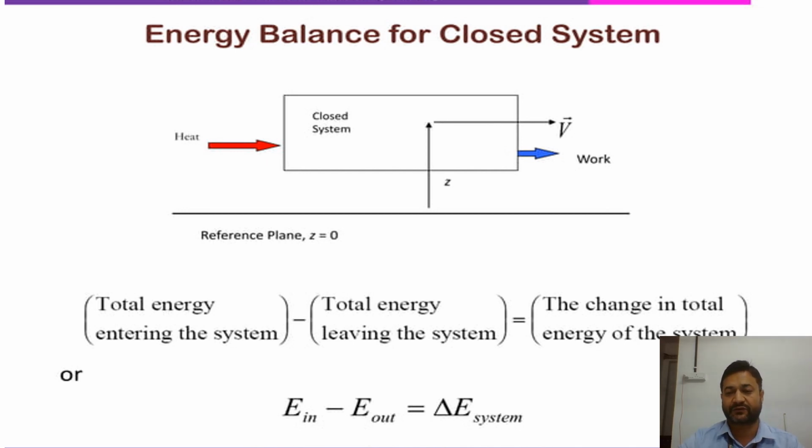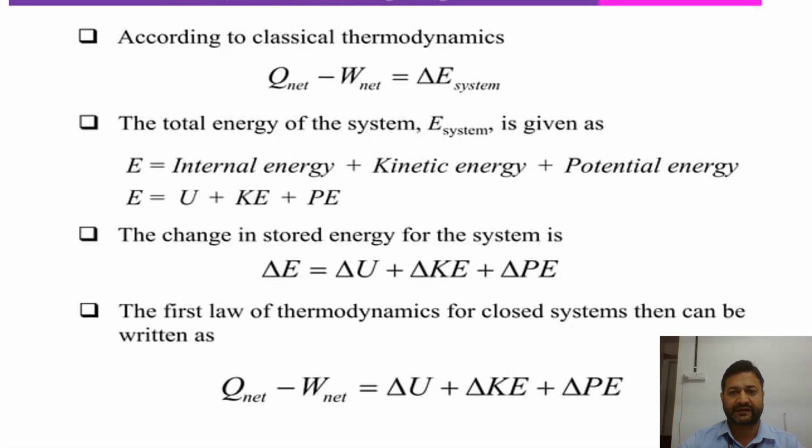That definition we have already studied. Now this change in total energy of the system will be the summation of internal energy, kinetic energy, potential energy, whichever forms of energy we are considering. Only two forms of energy besides internal energy are considered, kinetic energy and potential energy. So delta E total will be the summation of U plus kinetic energy plus potential energy. This is the final expression for a closed system: Q minus W equals delta U plus delta K plus delta P.